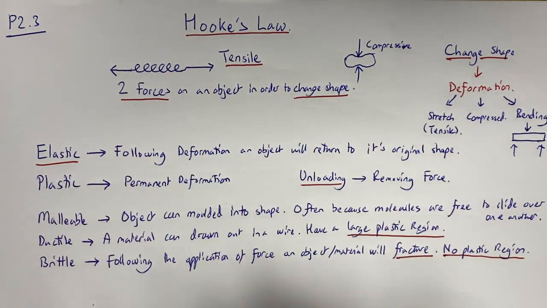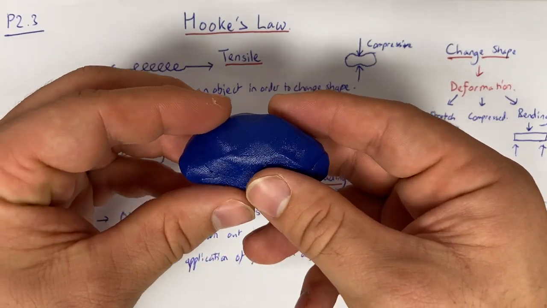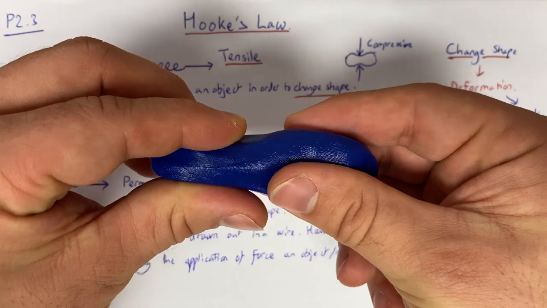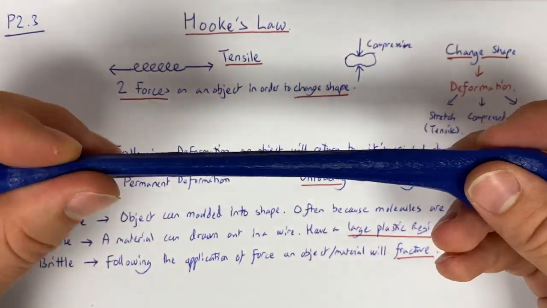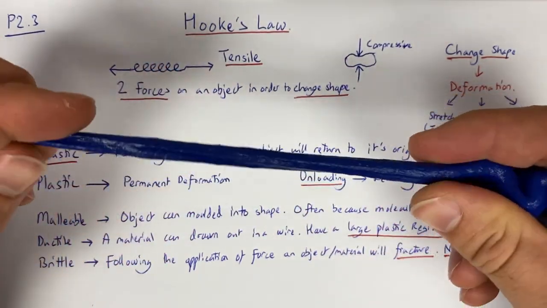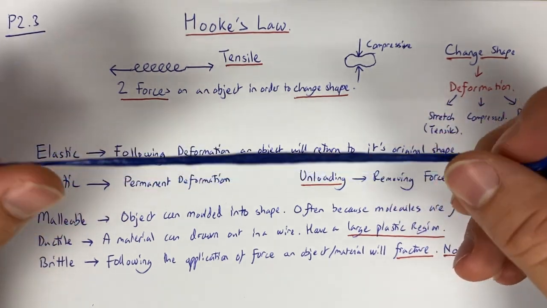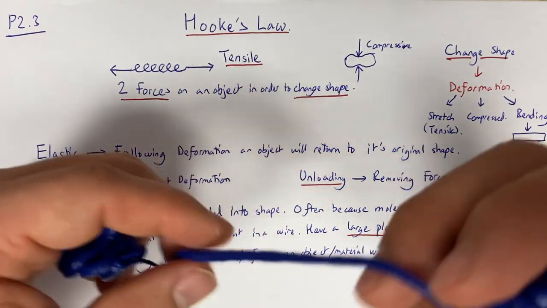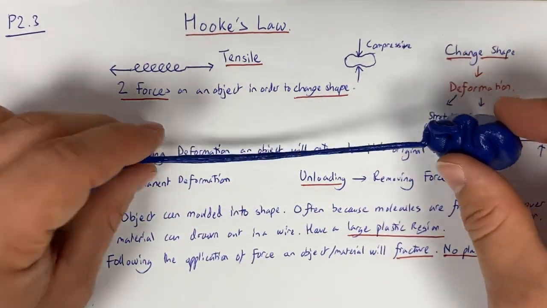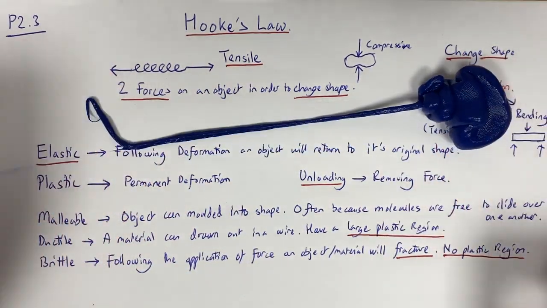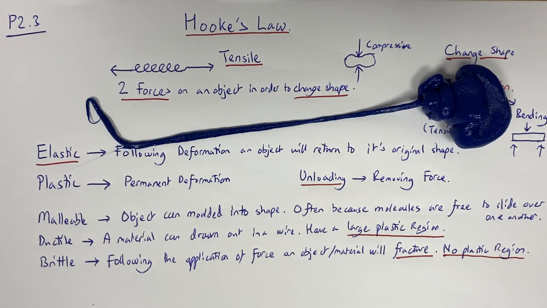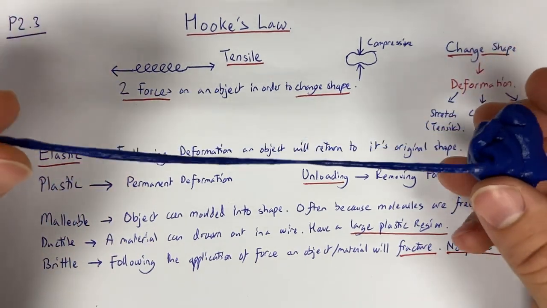Now, the next word that we need to know is the word ductile. Ductile materials can be drawn into wires. So for example, if I apply two tensile forces on this putty, you can see I can draw this out. You can see I can keep applying my tensile forces. I'm drawing this into a wire, okay? And this is a type of plastic deformation because you can see when I unload the force, I leave it there, then it stays in that shape. So this is a type of plastic deformation.